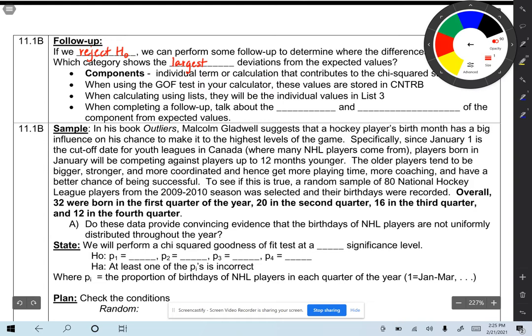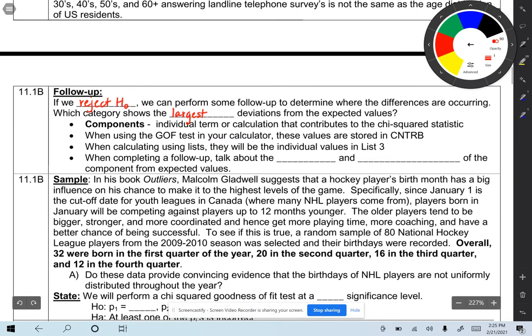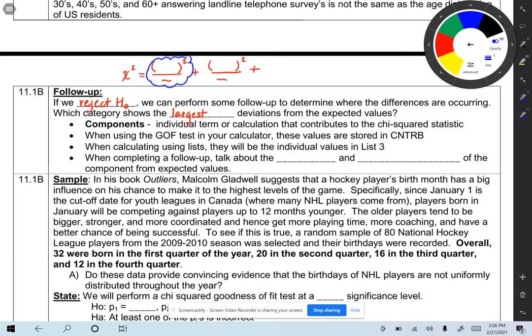So when we did the chi-squared statistic, chi-squared is equal to (observed minus expected) squared divided by expected, plus another one, and so on. Each of these is a component. It's an individual calculation, and it contributes to the chi-squared statistic. The largest component contributes the most to the chi-squared statistic.